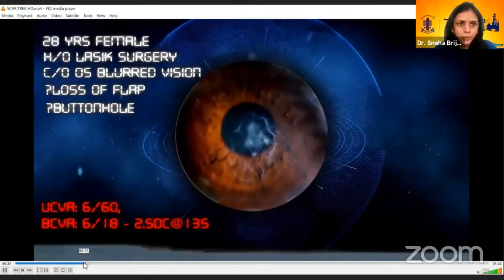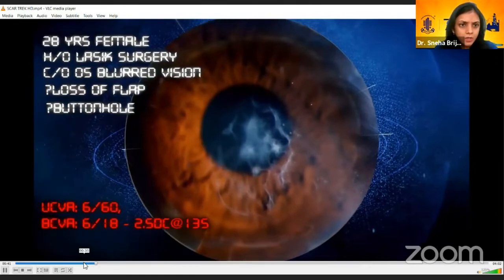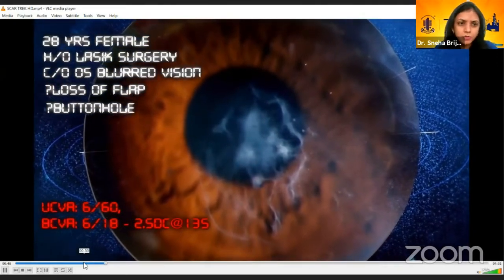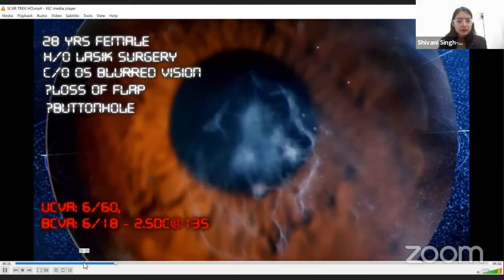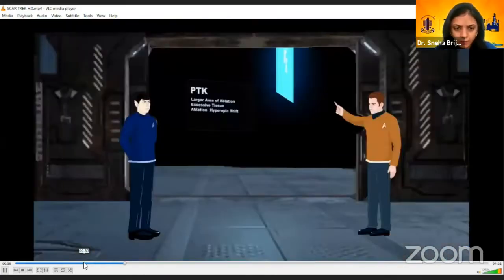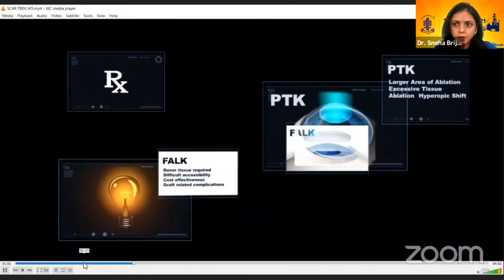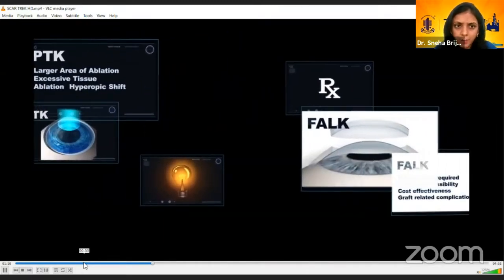So this is a case. The 20-year-old female presented to us post LASIK surgery, and she complained of blurred vision due to loss of flap or a button hole. Her uncorrected visual acuity was 6/60 and best corrected was 6/80 with -2.5 cylinder at 135 degrees. So we decided to treat her. These were the options available to us. The first one was PTK. It would result in larger area of ablation, excessive tissue ablation, and hyperopic shift.